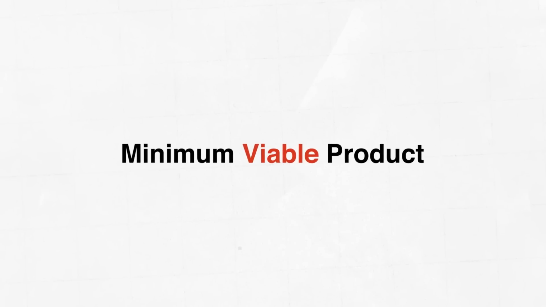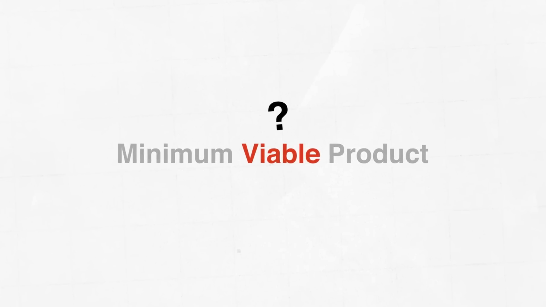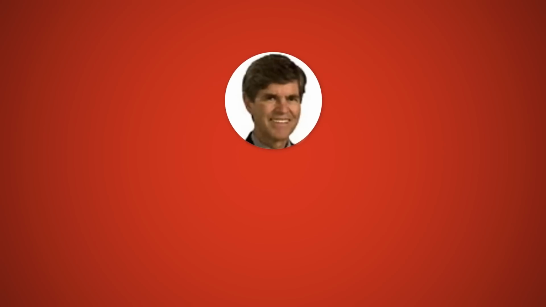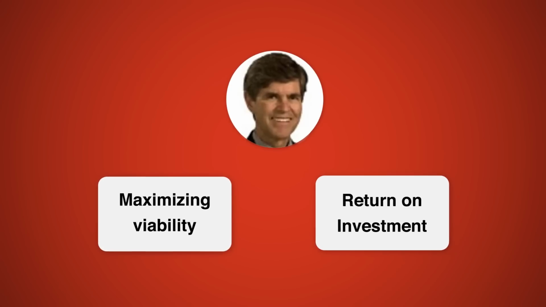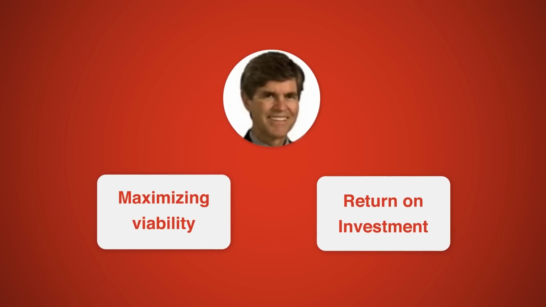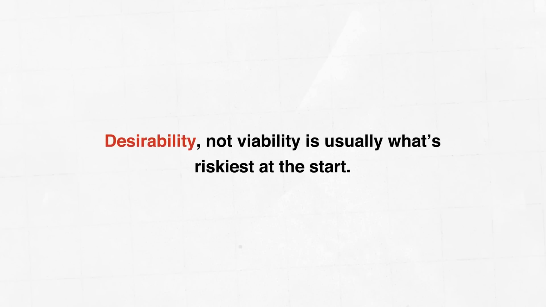And as if that wasn't confusing enough, people then also started questioning the viable part of MVP. Now, viability is only one type of product risk, and back when Robinson coined the term, maximizing viability or ROI was probably the riskiest thing on his mind. But if you are building a multi-sided product with users and customers like, say, a YouTube or TikTok today, desirability, not viability, is usually what's riskiest at the outset.